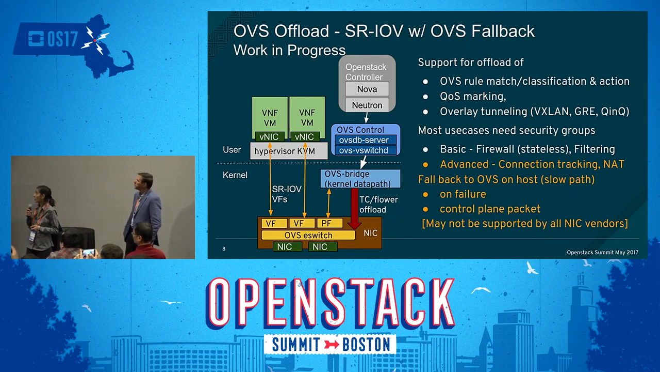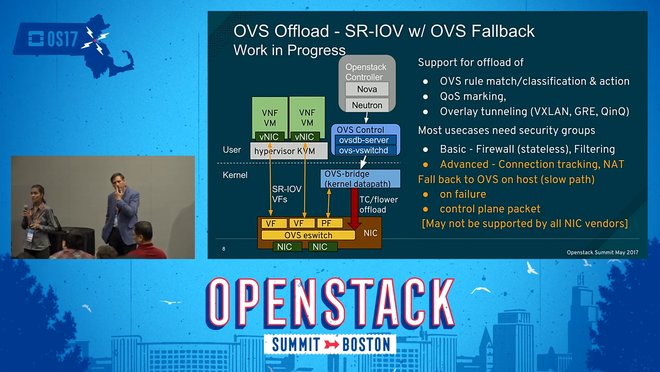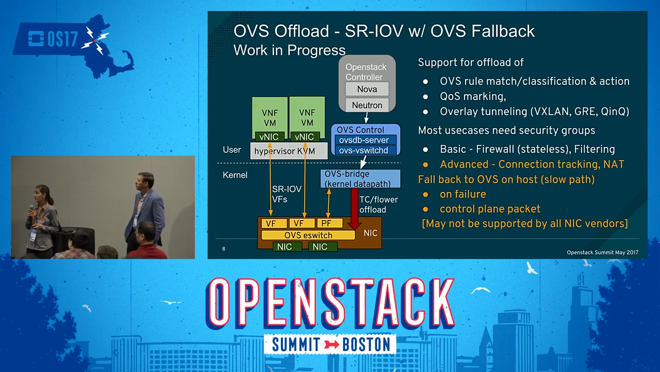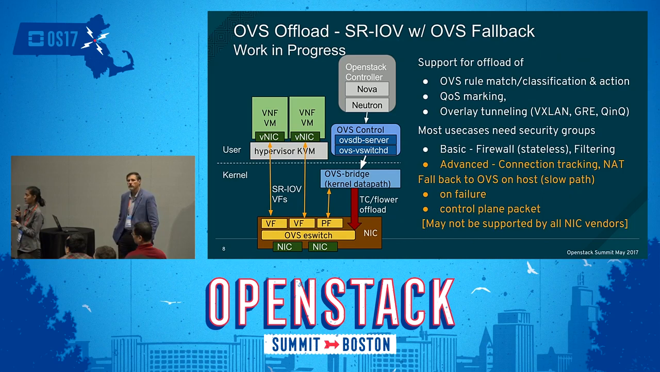So over here, we have a use case that we're working on today with a number of NIC vendors: SR-IOV with OVS Fallback. This is merging the worlds of OVS and SR-IOV. You have SR-IOV VFs directly to the VNF, but you also have a PF, a physical function, going into the OVS bridge. And so you now have OVS in two locations. You have OVS in the kernel and you have OVS in the NIC.